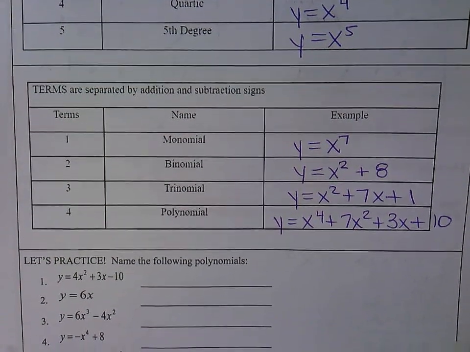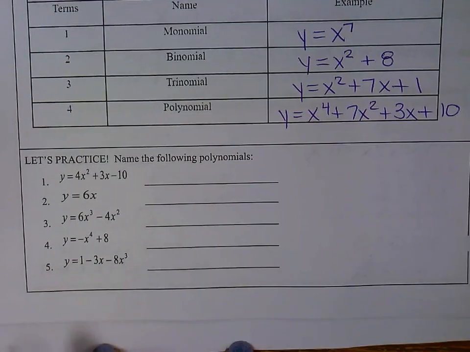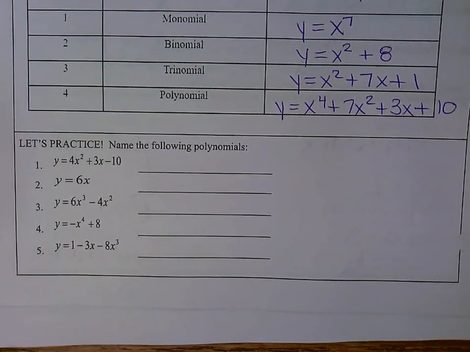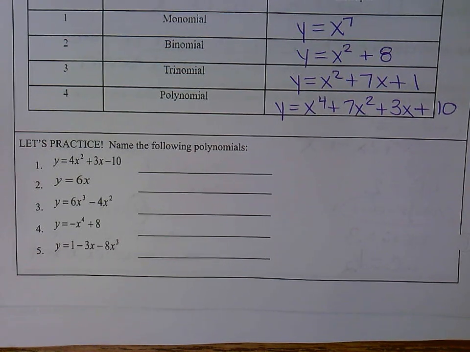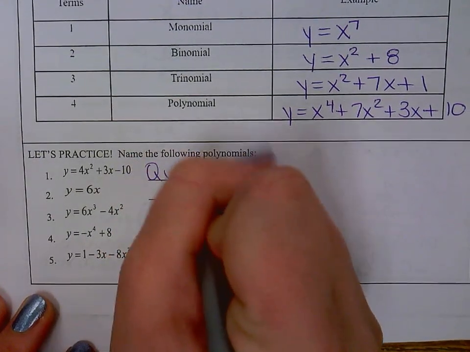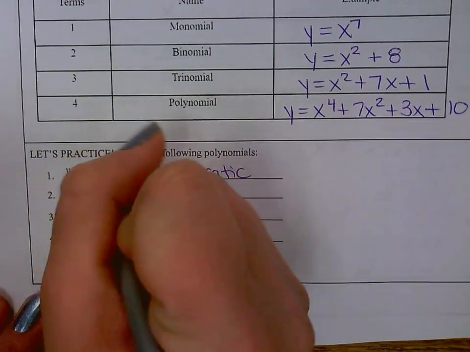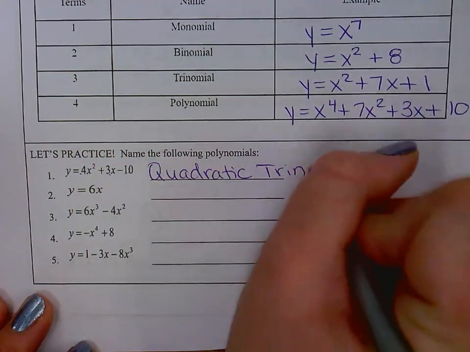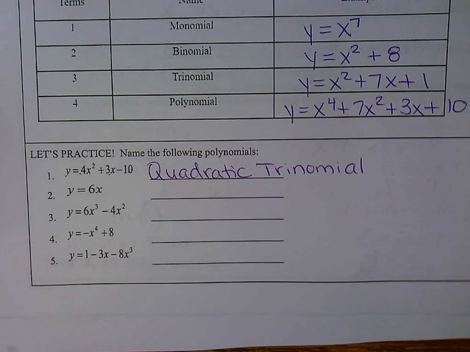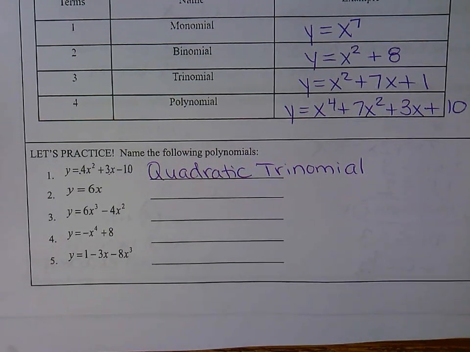Okay, so it says let's practice. Use the names to give each of these functions a first and a last name. So the first name is the degree. So on the first example, let's do this one together. That would be what degree? Second degree is quadratic. So this guy's name is a quadratic. And how many terms are there? 3. So I call this guy a quadratic trinomial. That's a mouthful. That's a tongue twister. Quadratic trinomial.